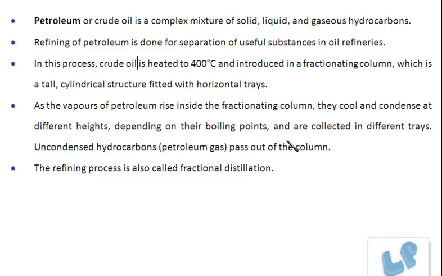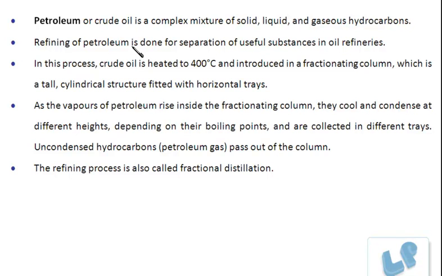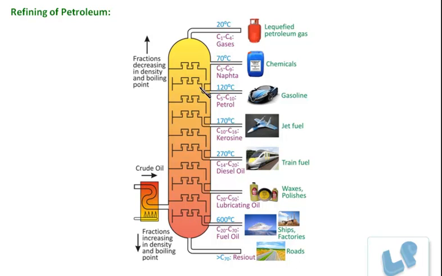Uncondensed hydrocarbons pass out of the column. We have seen here that crude oil is heated to 400 degrees centigrade and then fed into this fractionating column, and the vapors settle at the different trays which are at different temperatures. This is how petroleum is refined. There are different temperatures at different levels. Say at around 170 to 120 degrees centigrade, the vapors condense and form petrol.